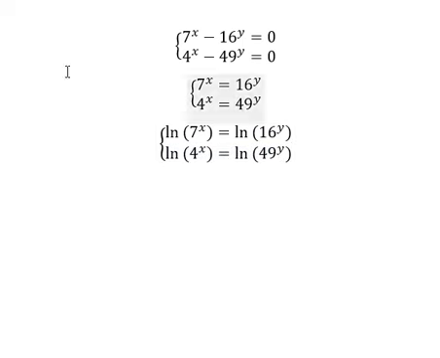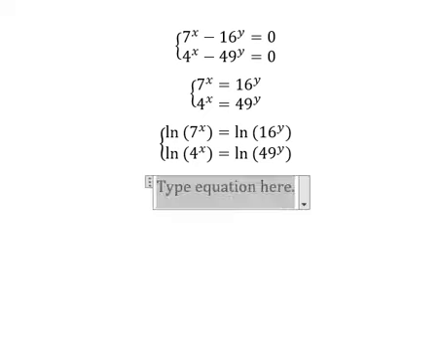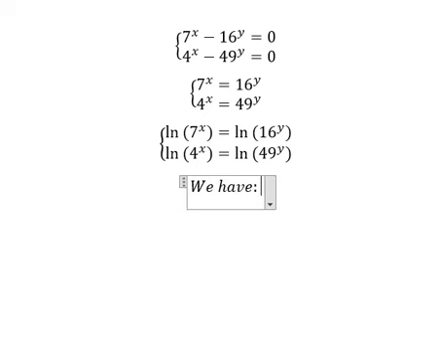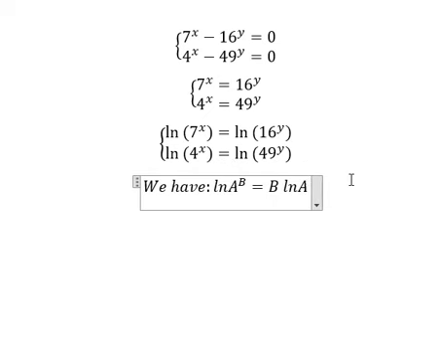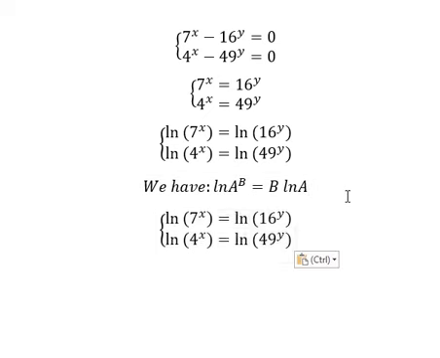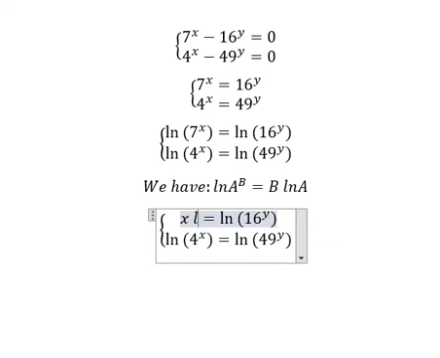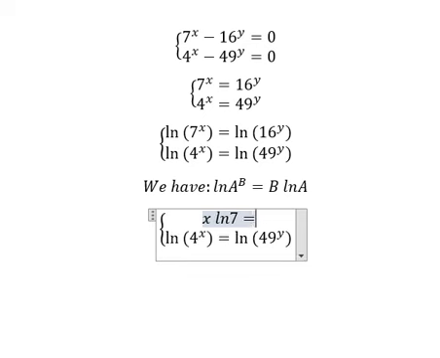Now, we have the formula in here. Fn8 to the power of b equals to b Fn8. So, for this one, we have S Fn number 7. This one, we have Y Fn number 16. Similar for the second one.